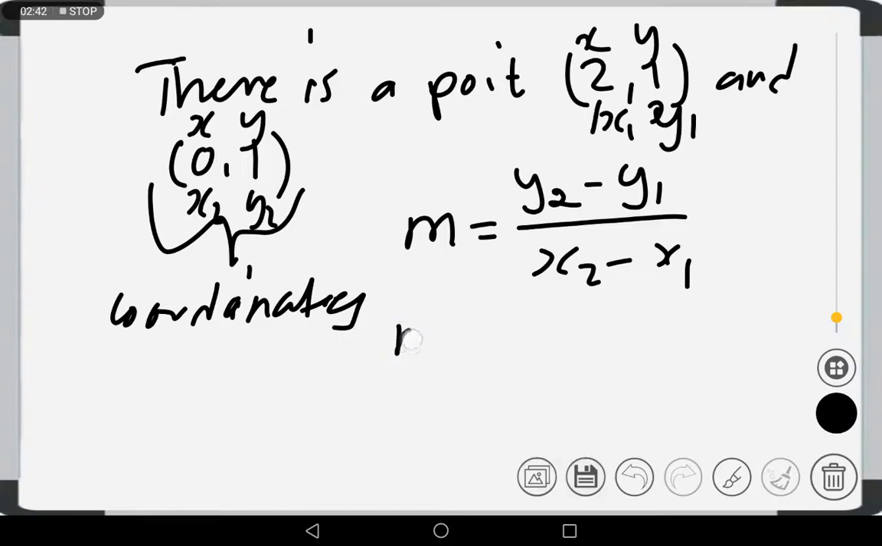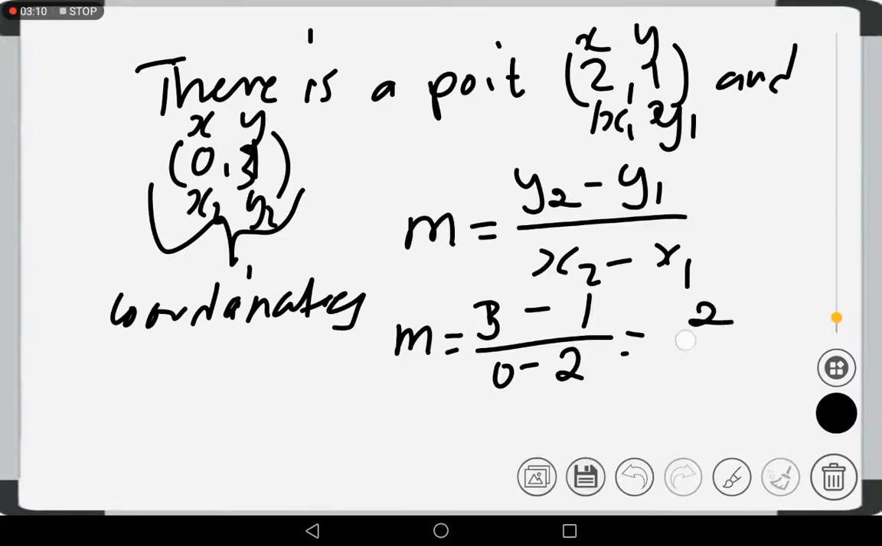So to get my gradient, I'm going to say m equals to, I will take the y2, which is 1, minus y1, which is also 1. So you can see that is going to be 0. So let's just make it maybe a 3. We're going to take 3 there, minus 1, divided by my x2, which is 0, minus my x1, which is 2. So 3 minus 1 is going to give me 2, divided by 0 minus 2, which is minus 2, which is going to be minus 1. So my gradient is minus 1.